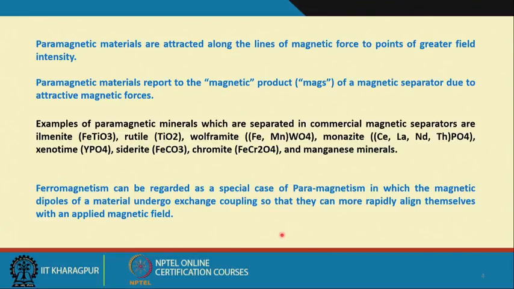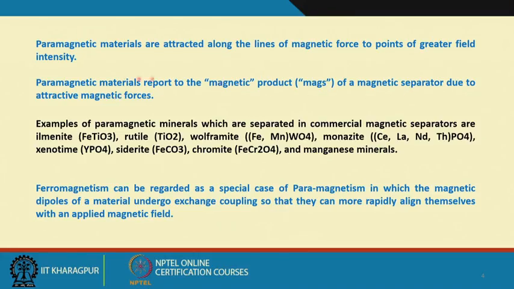Now, paramagnetic materials are attracted along the lines of magnetic force to points of greater field intensity. That means, the diamagnetic particles do not respond much to the magnetic field, but paramagnetic particles respond quickly when put under a magnetic force. That is why diamagnetic materials are called non-magnetic particles, and paramagnetic particles are susceptible to the magnetic force. That means they will be attracted to the source of the magnetic force. So, paramagnetic materials report to the magnetic product of a magnetic separator due to attractive magnetic forces. I will show you how these separators are designed.